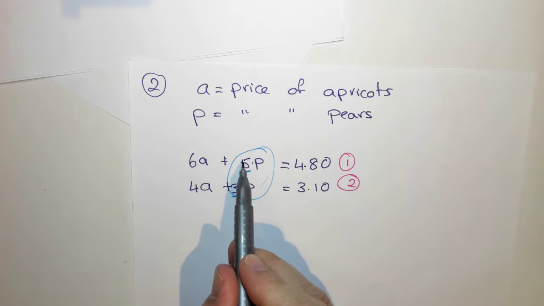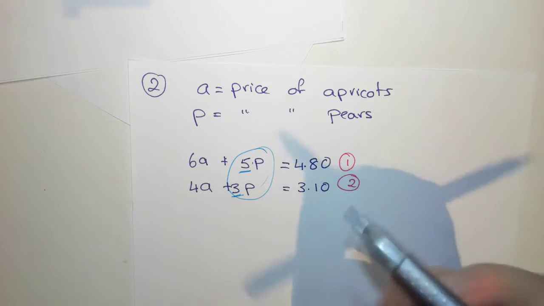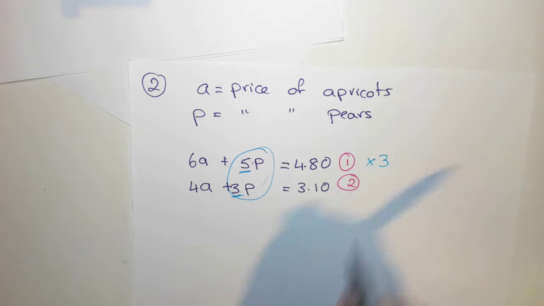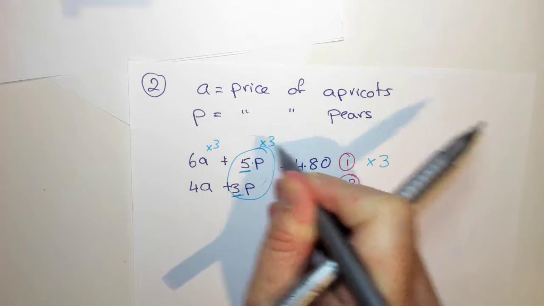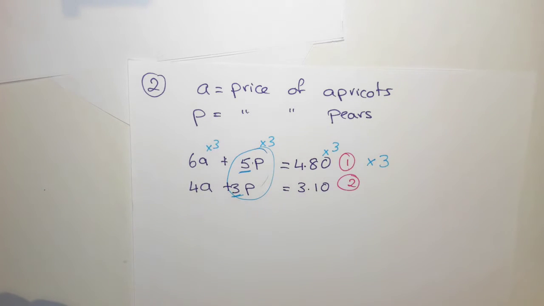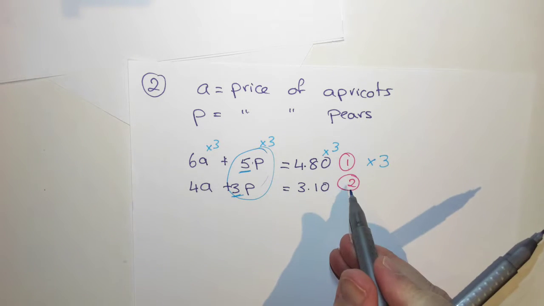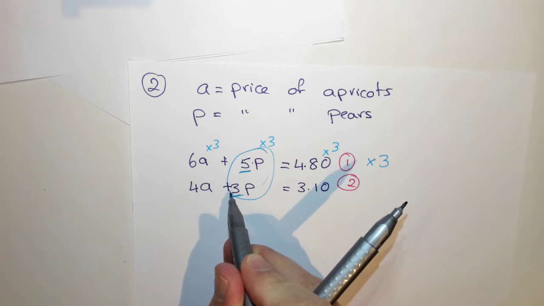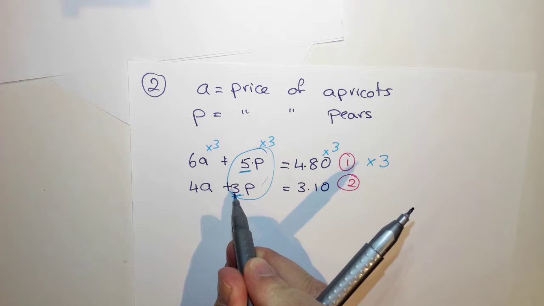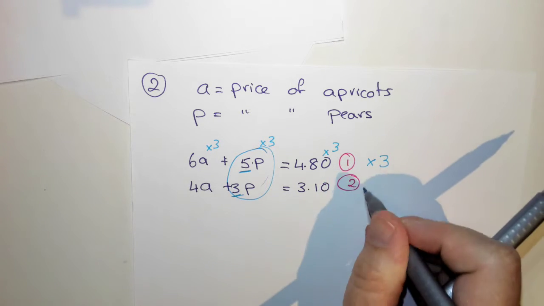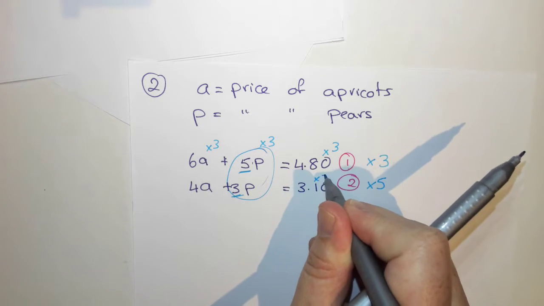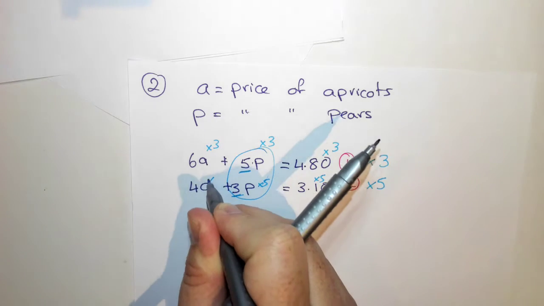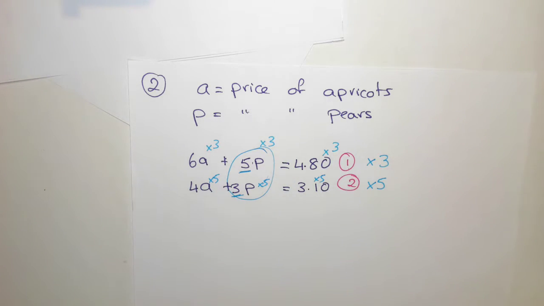So I think the lowest common multiple is going to be 15. So I need to turn this 5p into a 15. So 5 times what equals 15? 5 times 3. So I'm going to multiply the entire equation 1 by 3. And remember that means multiplying each piece in that equation by 3. Then when I look at equation number 2, I've got a 3p there and I want to make that into a 15p. So 3 times what equals 15? 3 times 5. So I'm going to multiply equation 2 by 5, and I'm multiplying every piece in that equation by 5. So that's my first step.